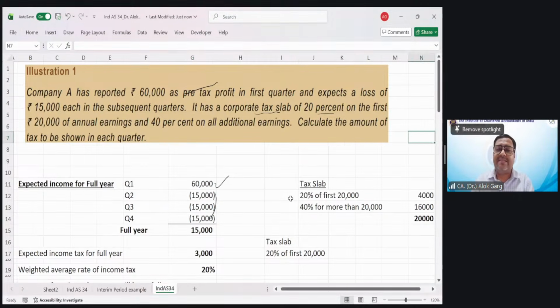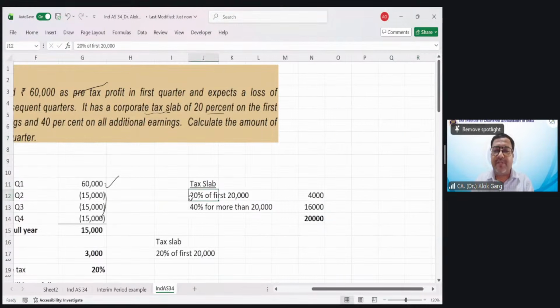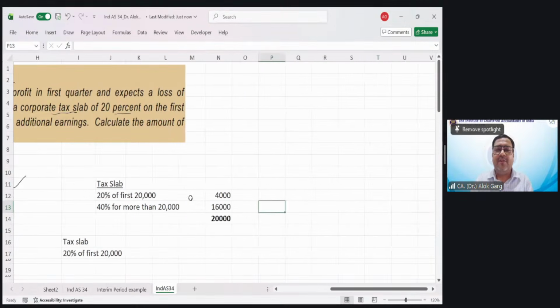So going by the tax slab, it says 20% on the first 20,000 and 40% on more than 20,000. Friends, if I go by the tax slab, what is my provision for tax in the first quarter? I have earned 60,000 rupees in the first quarter. So on the first 20,000, I will create a tax of 20%, and then on the remaining 40,000, I will create a tax of 40%.